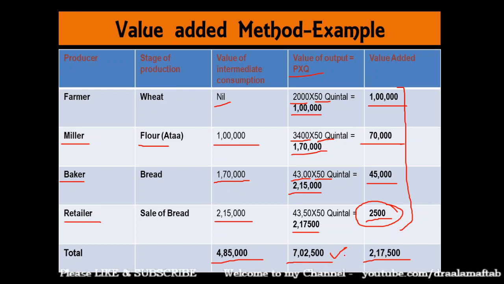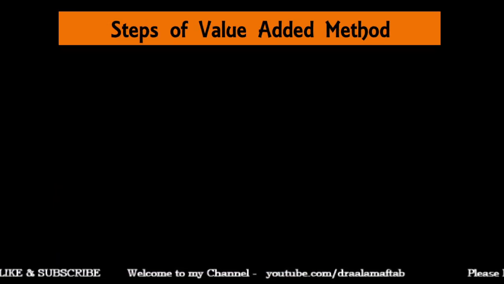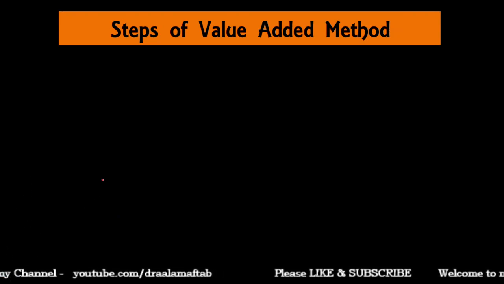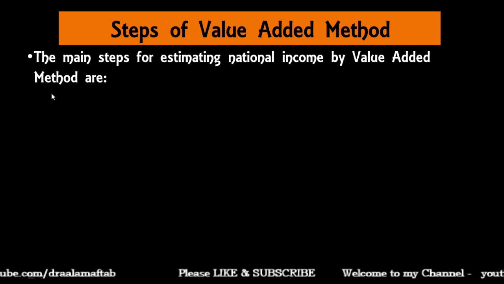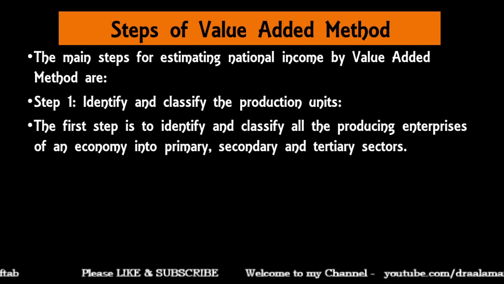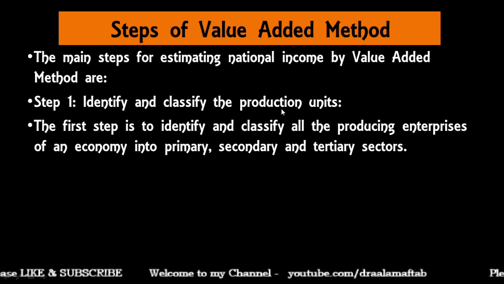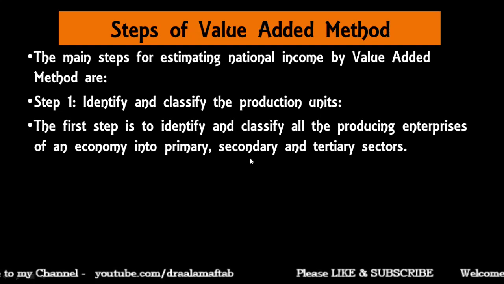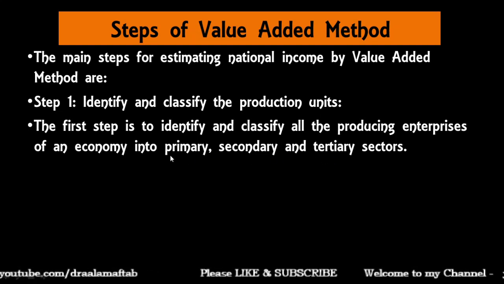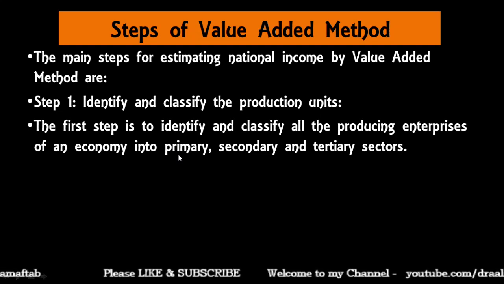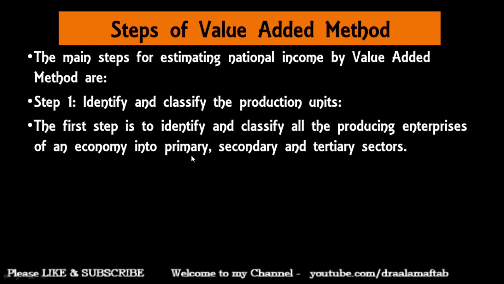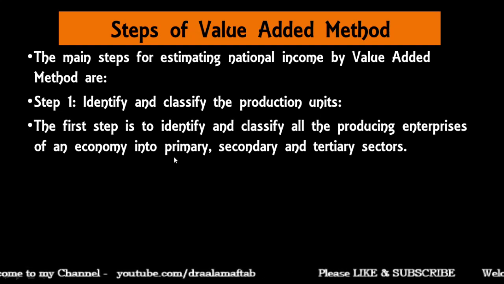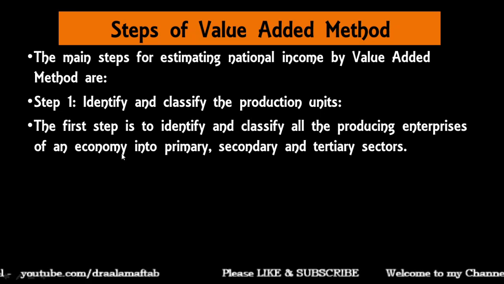Let us move on to the steps of value added method, how you can calculate. So the steps are: number one, first of all, you need to identify and classify production units. We know that there are three sectors in the economy: primary sector, secondary sector, and tertiary sector. So you need to find out subsectors in these three major sectors, and under each subsector there are several producing units. So you have to find out and classify them.